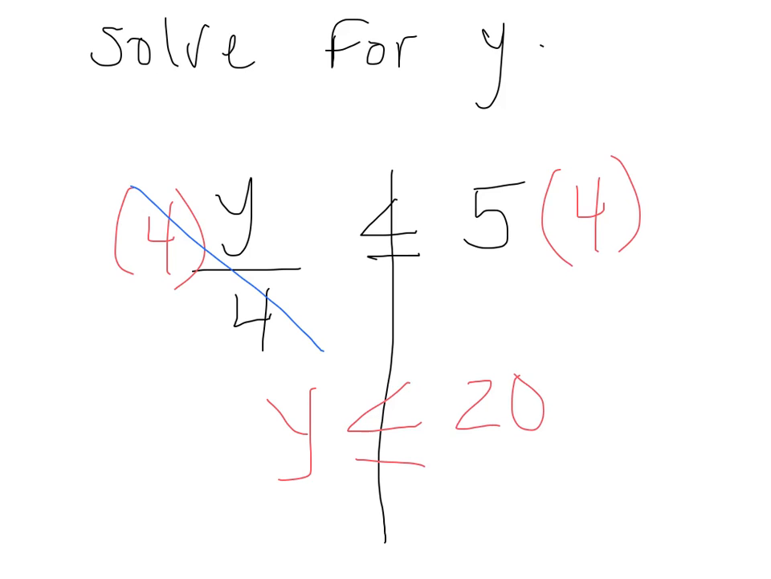Now since the variable is all by itself and it's positive, that's the correct answer. I did not need to flip my symbol because the 4 that I multiplied by was non-negative. So hopefully this short video helped you with understanding how to multiply and divide inequalities.